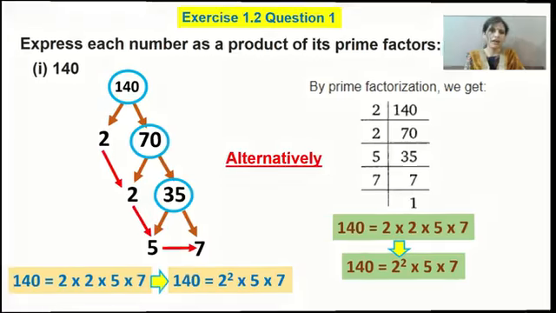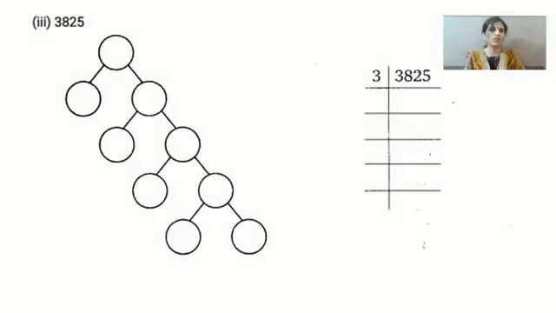Alright, let's go ahead. This is the third question from exercise 1.2, question number 1. The number which is given to us is 3825, and we have to find the prime factors of this composite number. So we'll first write 3825. This is our number. Now since at the units place we have the number 5, how will we start our factorization? We will start with 3. You have to first apply the divisibility test by 3 and then by 5.